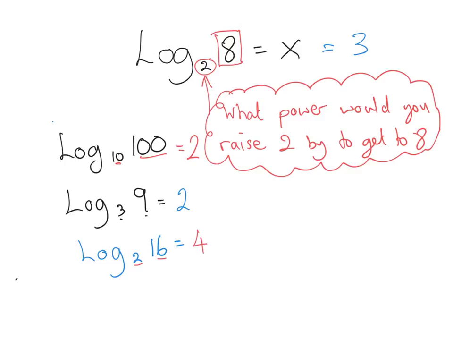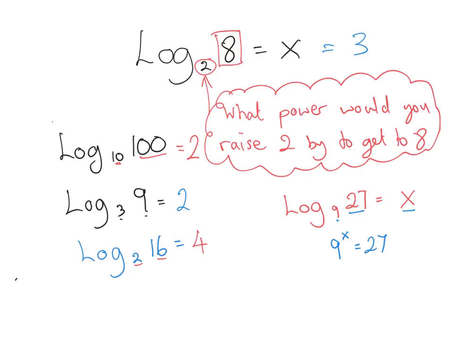Well, of course, now it gets a bit tricky, because as soon as I put something in like this, what power would you raise 9 by to get to 27? Well, we have to come up with a different way of working. I call this the log rotation. So whatever number goes here, we write down. Whatever number's here becomes the power, and this number goes to the other side of the equal sign.